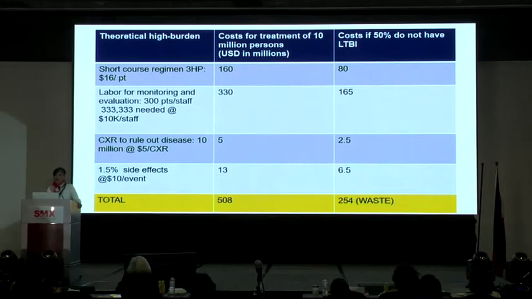And while QuantiFERON and the IGRAs are much more expensive, if you had an IGRA that costs $25, you would have the same exact cost, but you wouldn't have the waste or the toxicity and treatment of those patients. So it would be affordable if you didn't have the waste. That's all I'm pointing out here. And of course, costs vary across the world, but I calculated this for a hybrid setting.